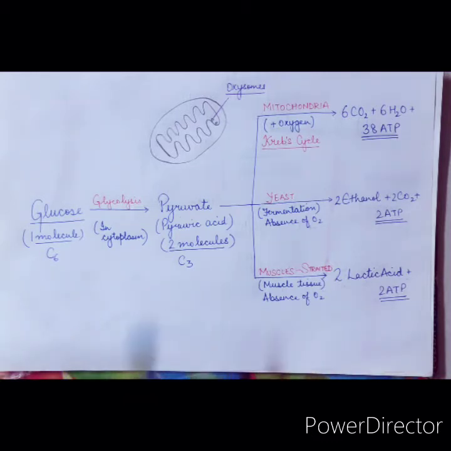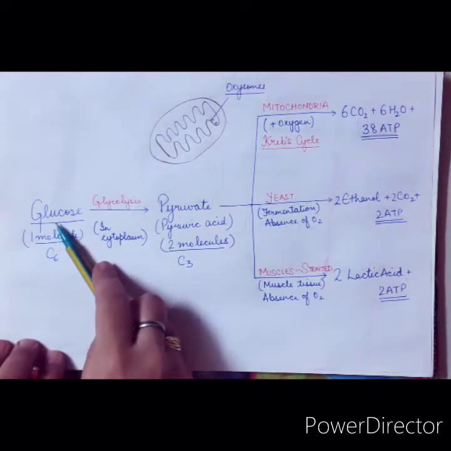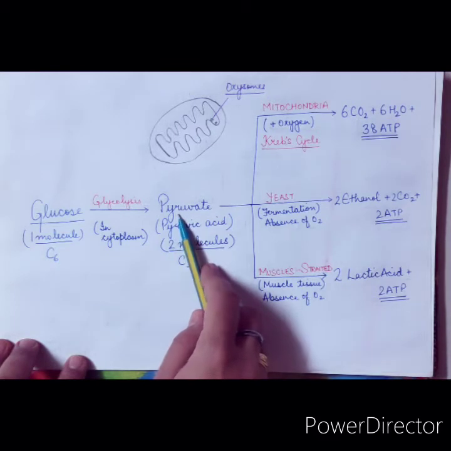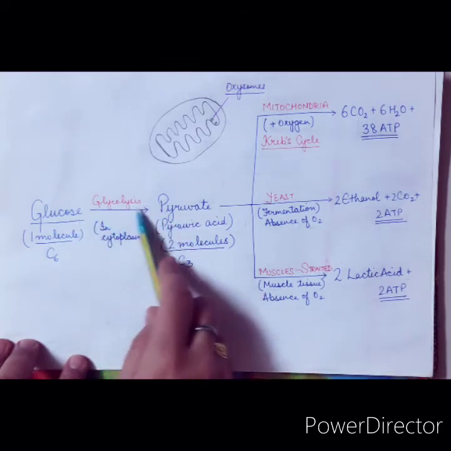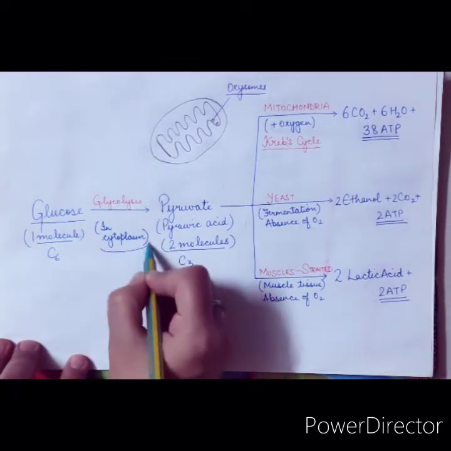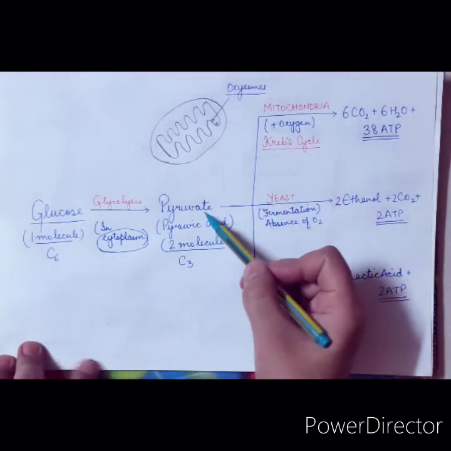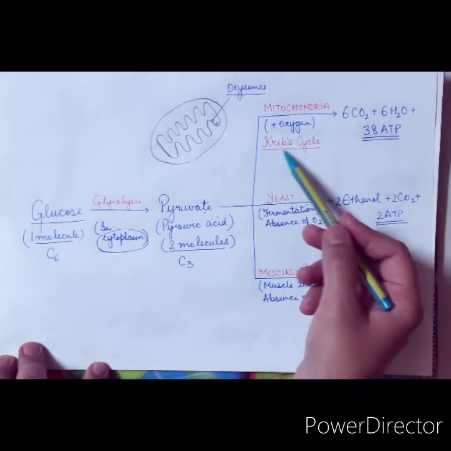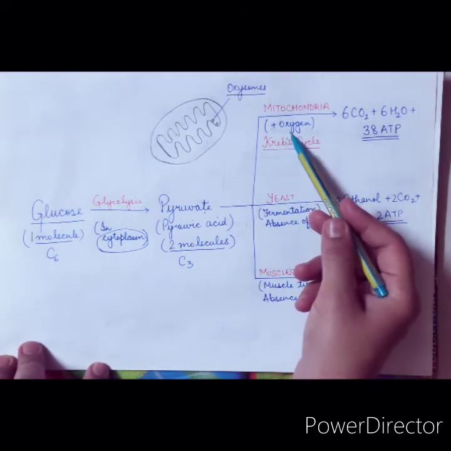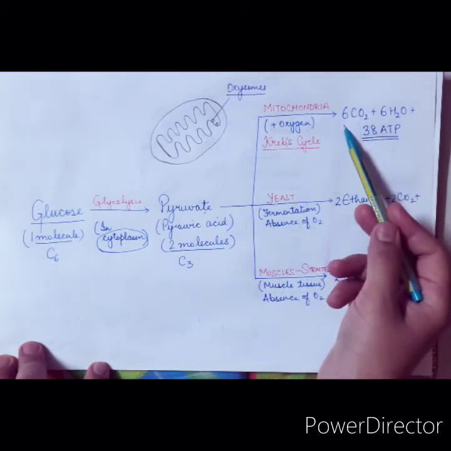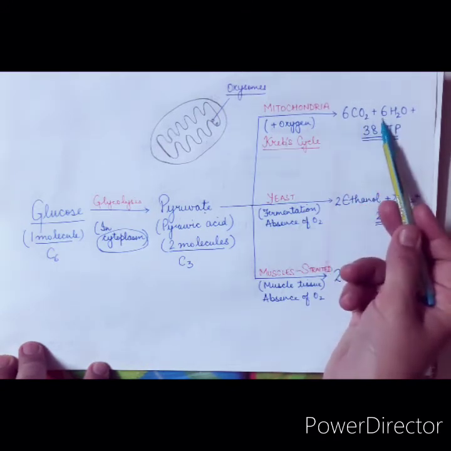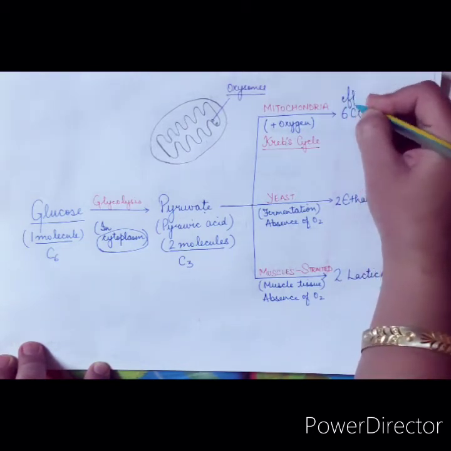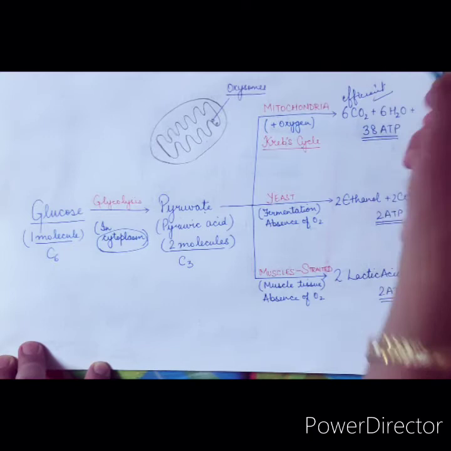Now if the oxygen is available, then this glucose molecule is broken down first into pyruvate by the process of glycolysis, and this process takes place in the cytoplasm. Then this pyruvate molecule will enter into the mitochondria and into a cycle known as the Krebs cycle, and in the presence of oxygen it will be efficiently broken down into carbon dioxide and water molecules with the release of 38 ATP. The most efficient process to release energy.